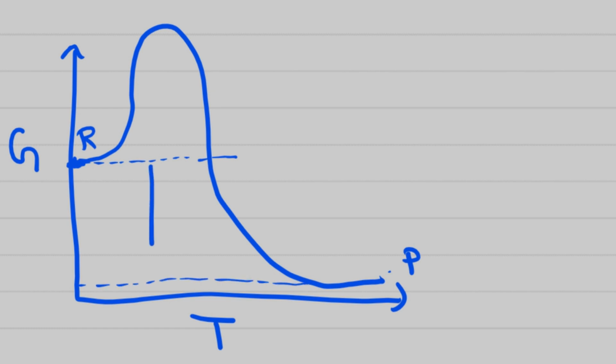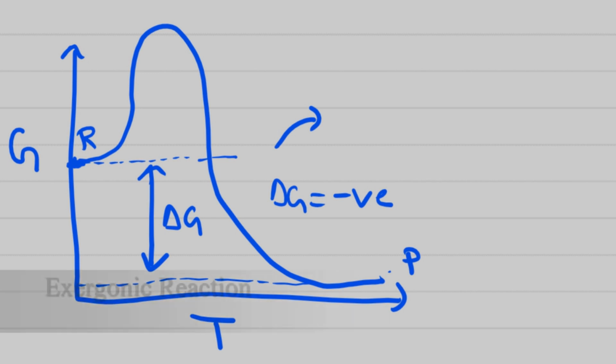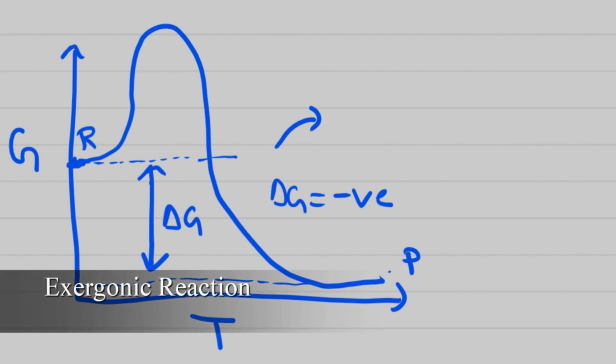So here you see this is going to denote the change in free energy. If you see the value of delta G, it is going to be negative. Such type of reaction is actually going to release energy in the environment. And as I have told you, such type of reaction is known as an exergonic reaction.